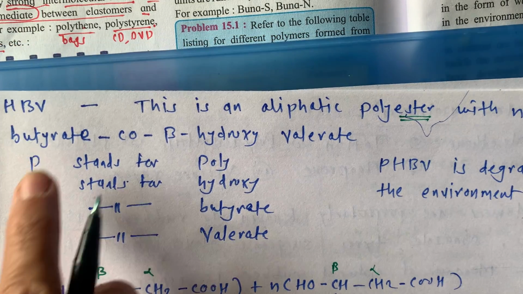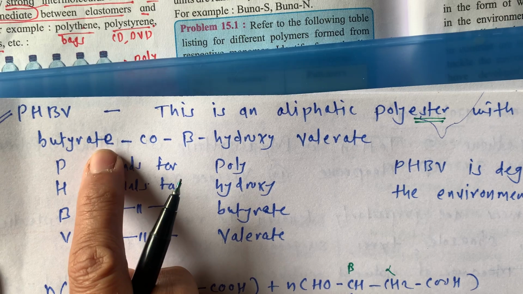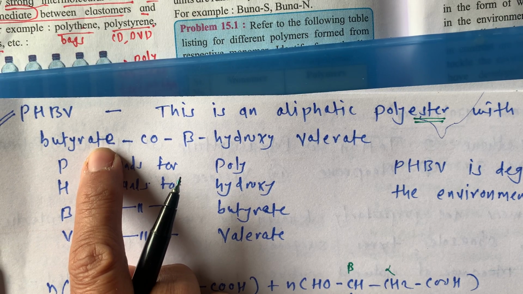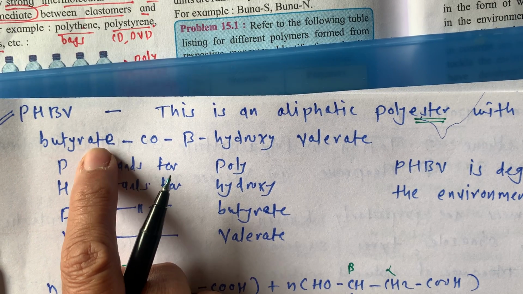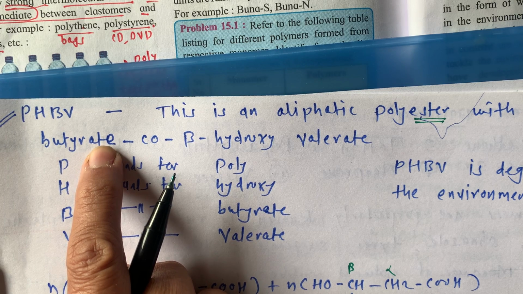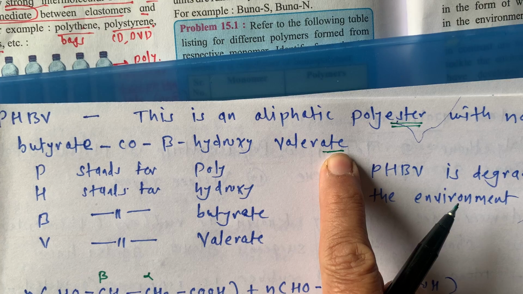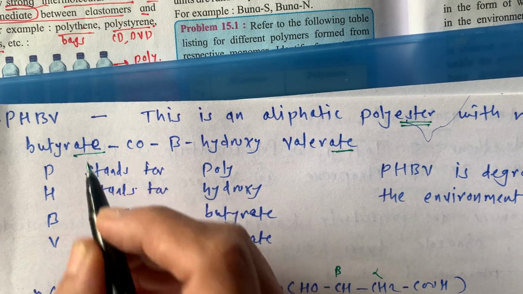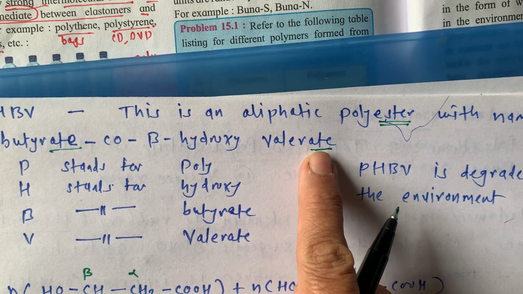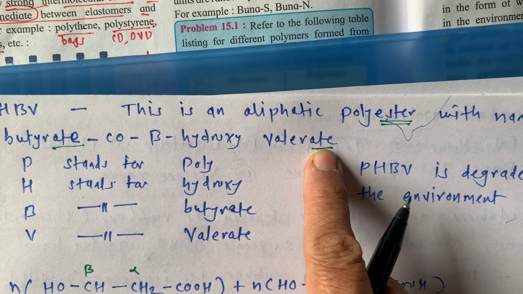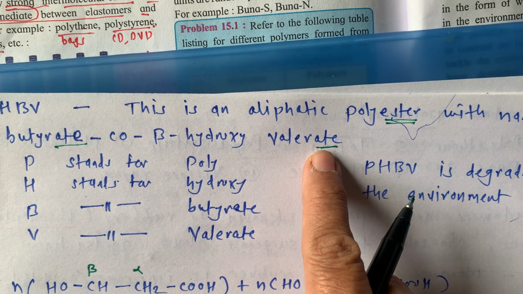Now what is butyrate? It is ATE, which means there is an ester, and this is nothing but a derivative of butyric acid. Valerate, this ATE is nothing but ester. Please remember, we studied this in 11th standard. ATE is the ester, and which is from valeric acid.